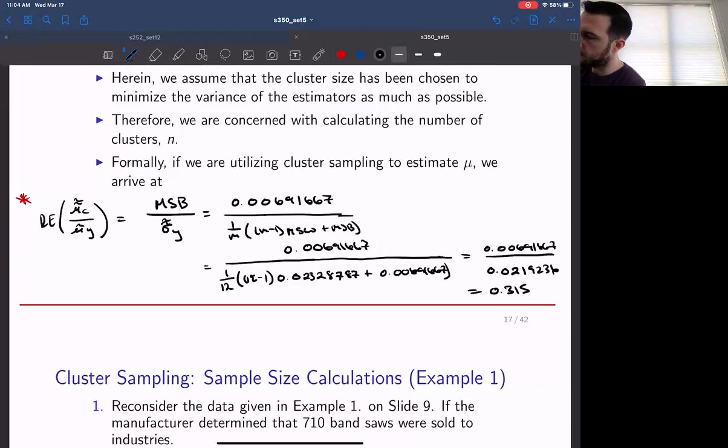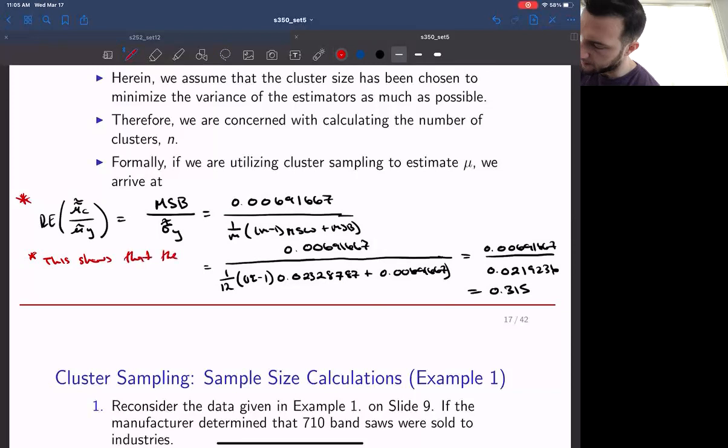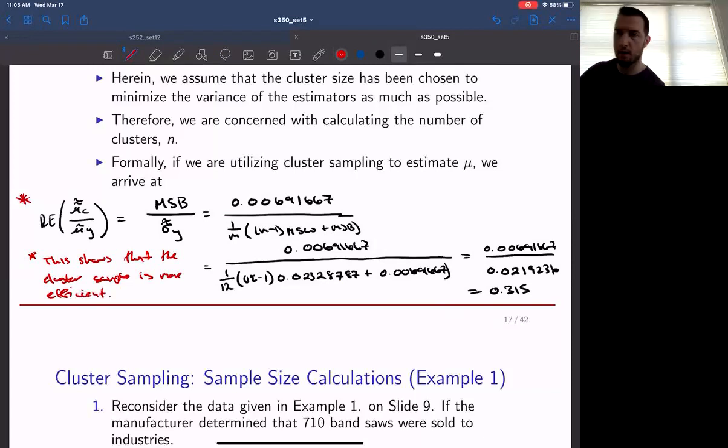All right, so the conclusion will be the same. So this shows, I really gotta patch this up after, but this shows that the cluster sample is more efficient. Okay, and I'll clean the slide up afterwards.